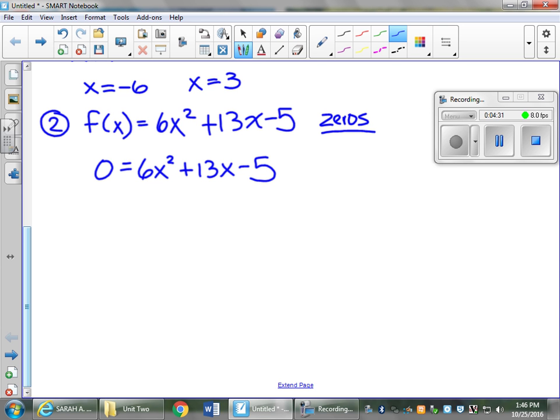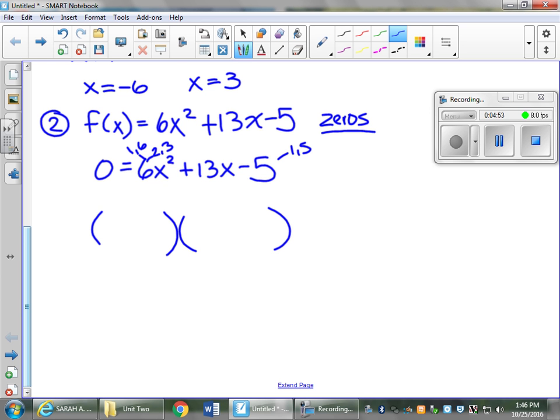It's a trinomial still with no GCF, so we're going to go ahead and guess and check. A little bit more challenging than the last one, though, because the a value is not 1. So we could have 1 and 6 or 2 and 3 for our first two terms. And the last two terms in each factor have to be a 1 and a 5. We're going to set these up.